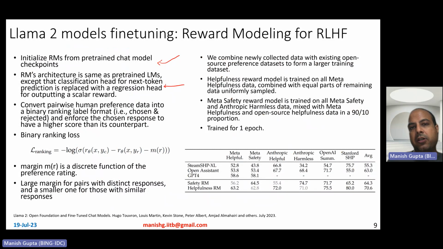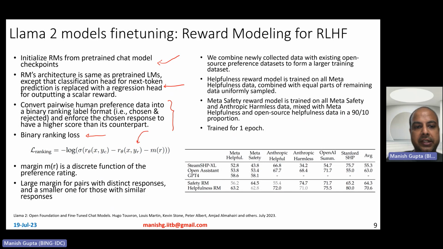Now, to be able to train these reward models, the pairwise human preference data is converted to a binary ranking label format, where the two classes are chosen versus rejected, right? So there are two responses. You choose one response, you reject another response. Both of them are labeled accordingly, and the model is trained using a binary ranking loss. The binary ranking loss looks like that.